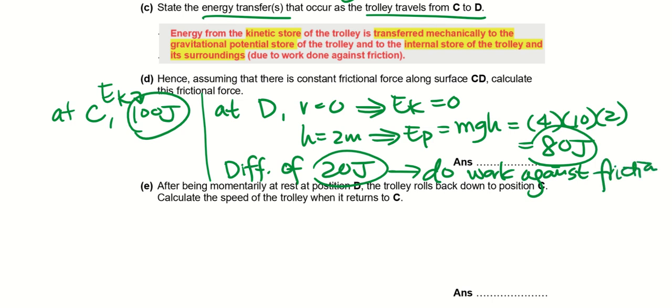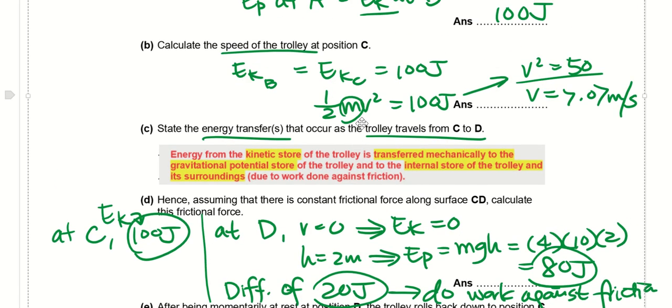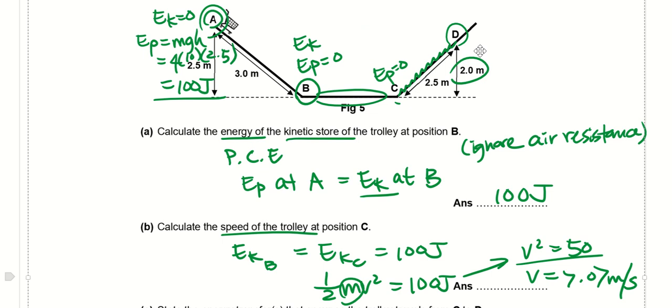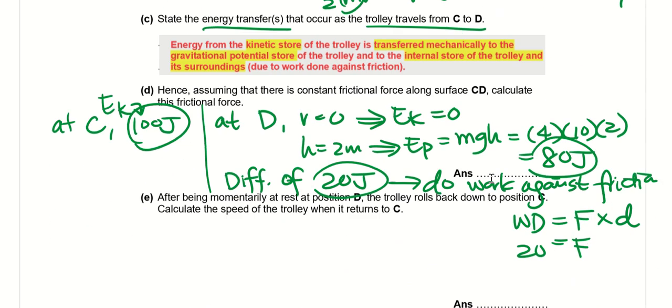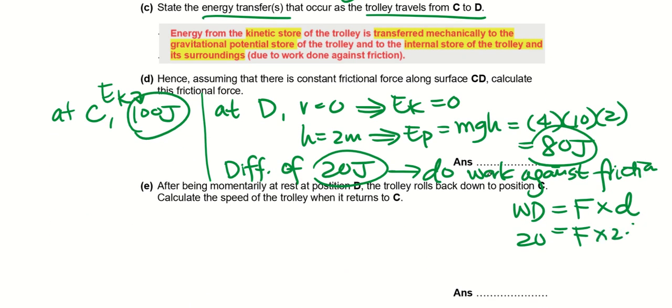Okay, and remember, the work done formula is force times distance moved. The force is what we want to find. The work done is 20 joules. How about the distance traveled? The distance traveled is actually 2.5 meters. Take note, it should be 2.5 because the frictional force is acting in this direction, so we should take the distance that is also in this same direction. We should not take 2 meters. So F times 2.5, and therefore my F is going to be 8 Newton. Take note that this is the average frictional force.